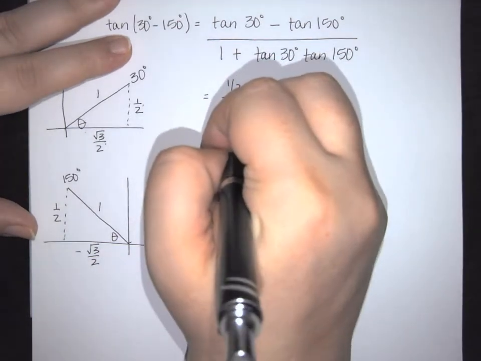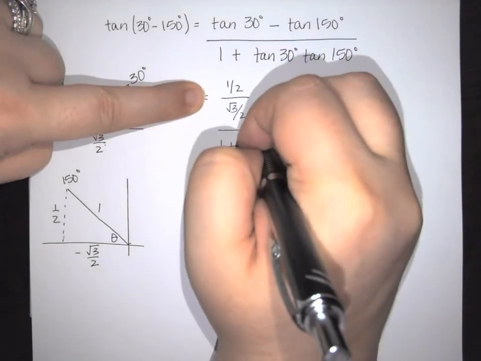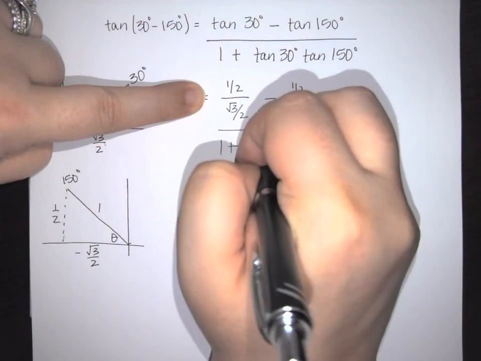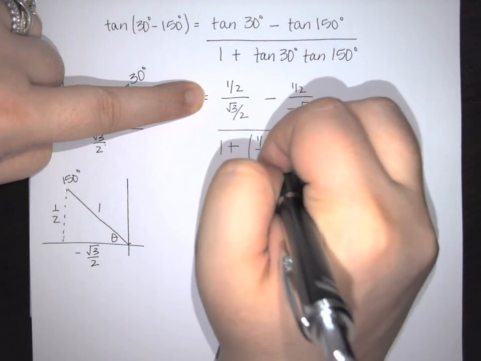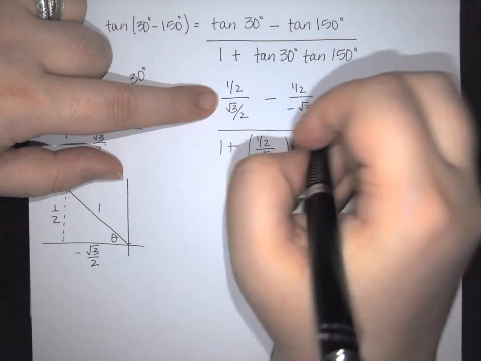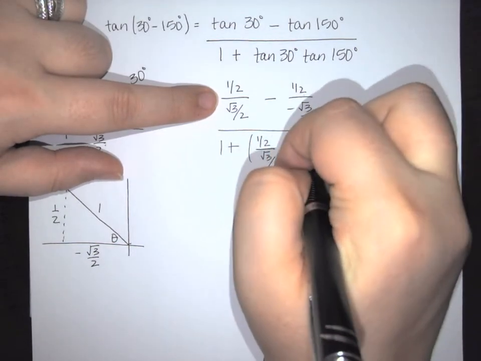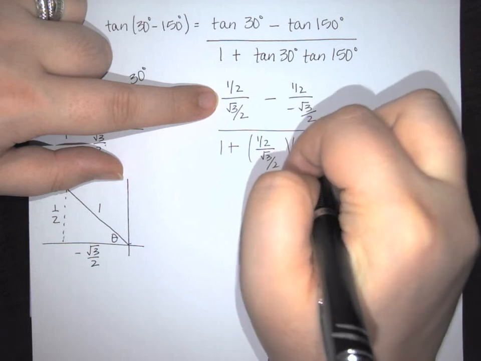Then we're going to have 1 plus. I already did the tangent of 30 on the top, so I can just rewrite it. So 1/2 over the square root 3 over 2. And the tangent of 150, so again we're going to have 1/2 over negative square root 3 over 2.